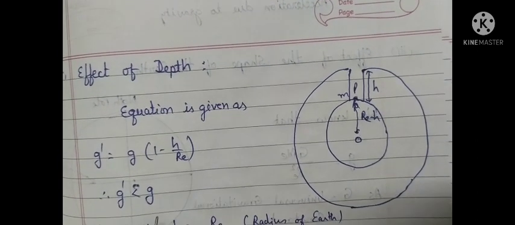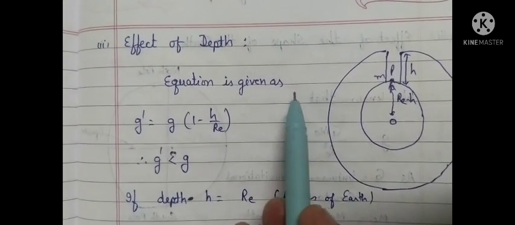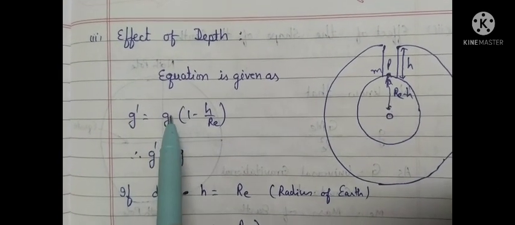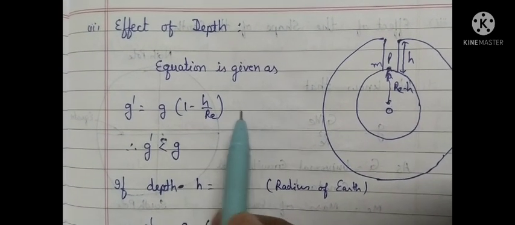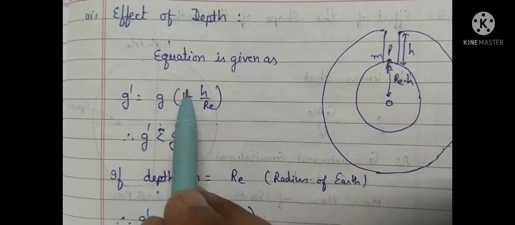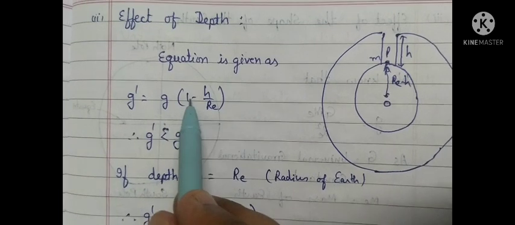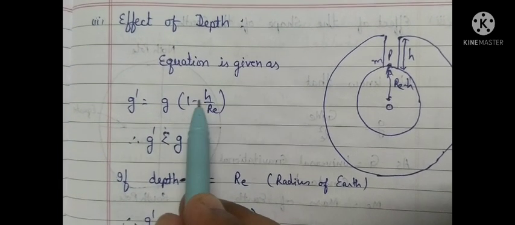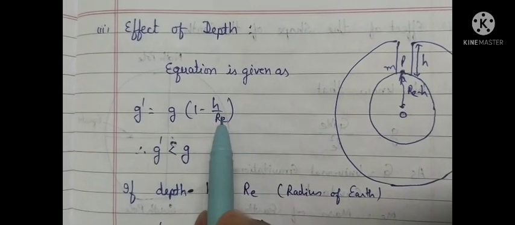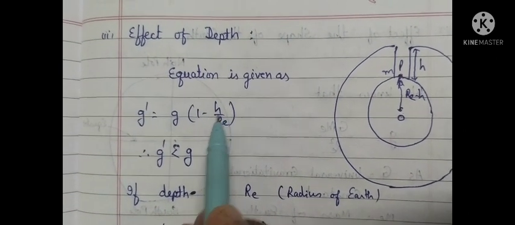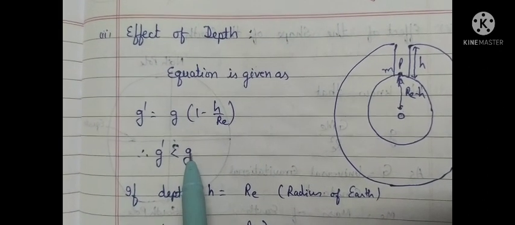Again, here I am not going to solve this equation. Later on we will take it. Now the equation is given as g dash is equal to g 1 minus h over Re. Again, from this equation it is very clear that the bracket quantity is multiplied by g, and in the bracket quantity 1 minus something is there. So this becomes lesser than 1, and ultimately this g dash decreases. So g dash is less than g.